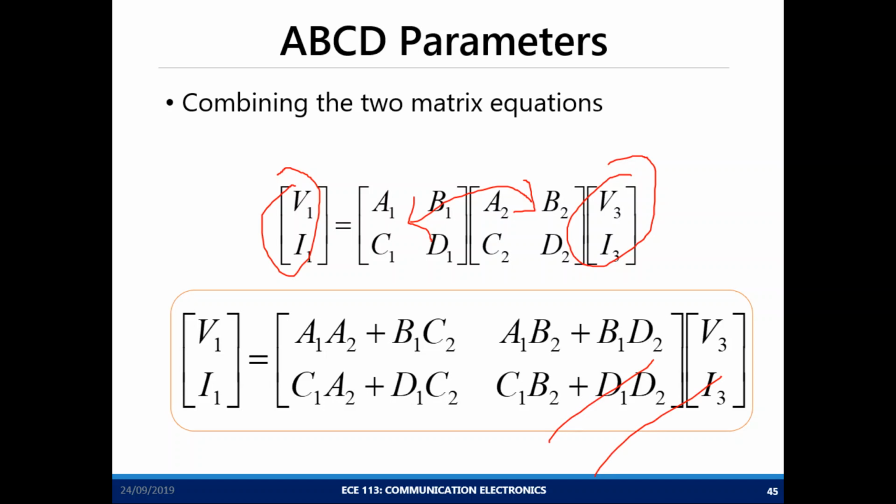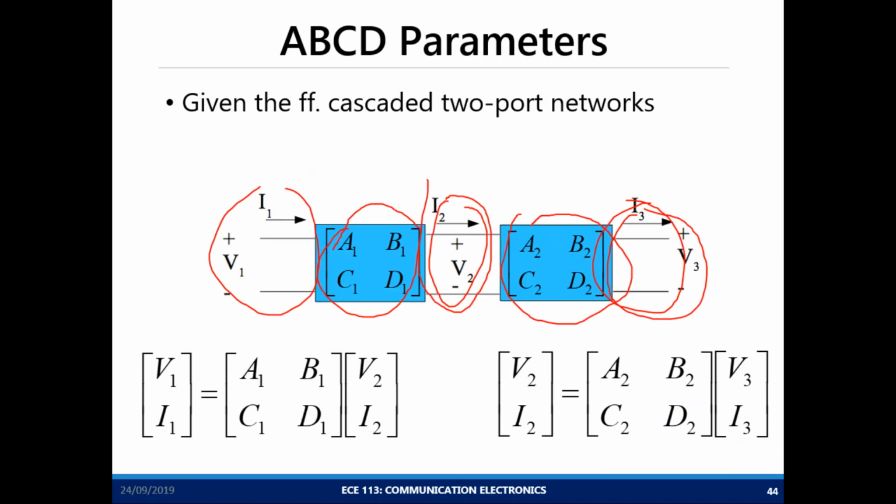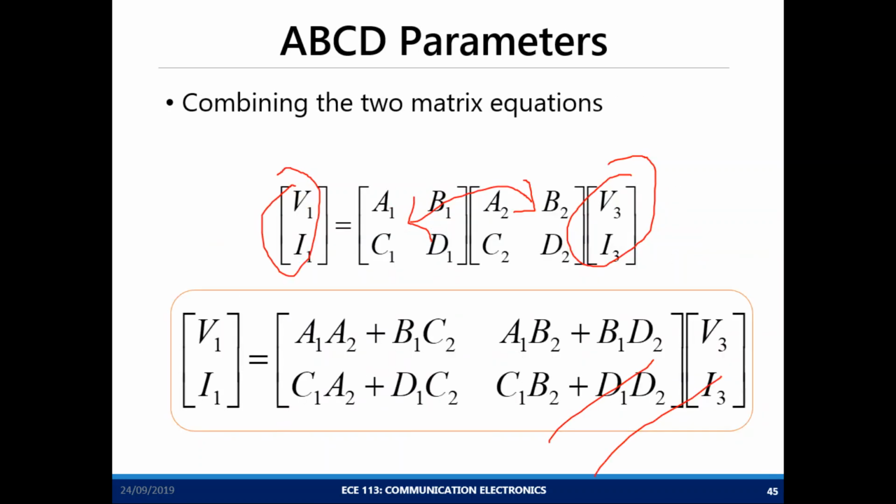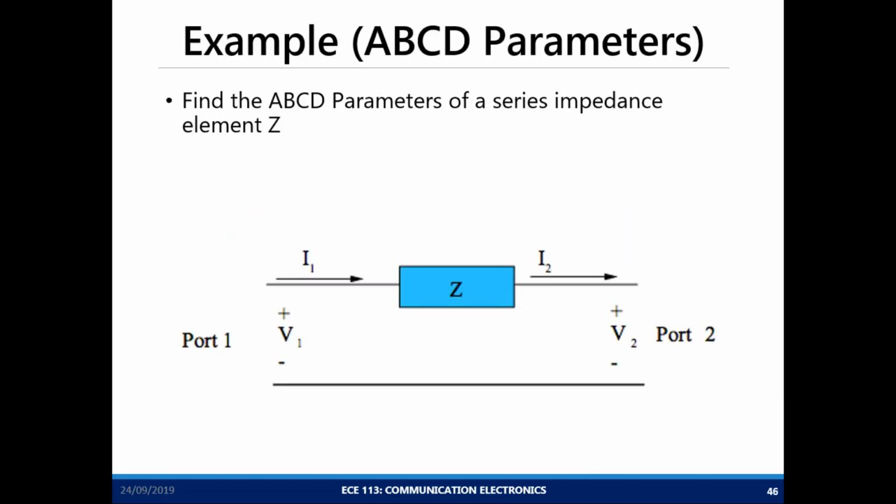So if you extend that to more networks, you'll get a larger matrix multiplication right here. So as an example, let's say you have a series resistor, a series impedance element Z.